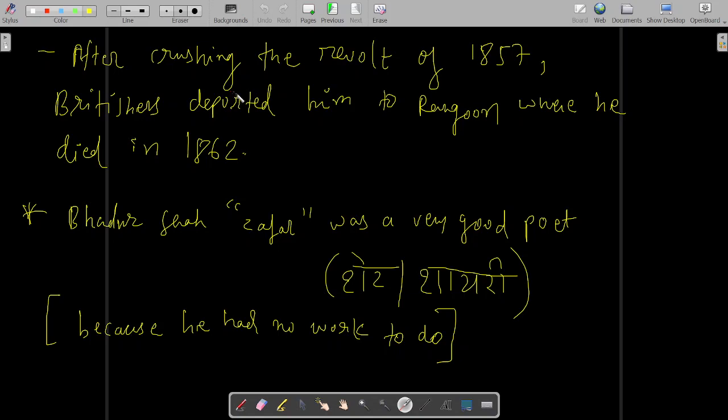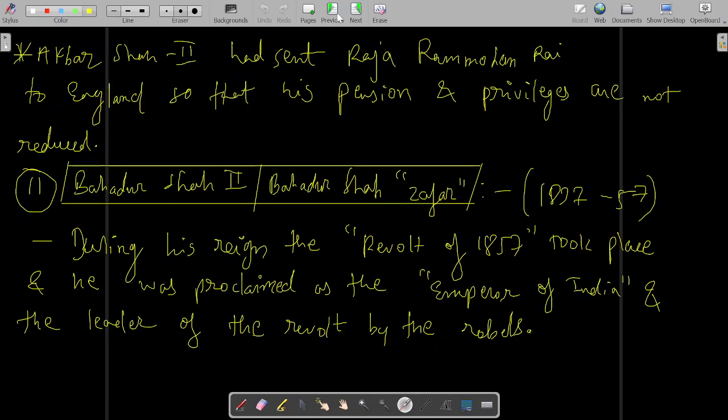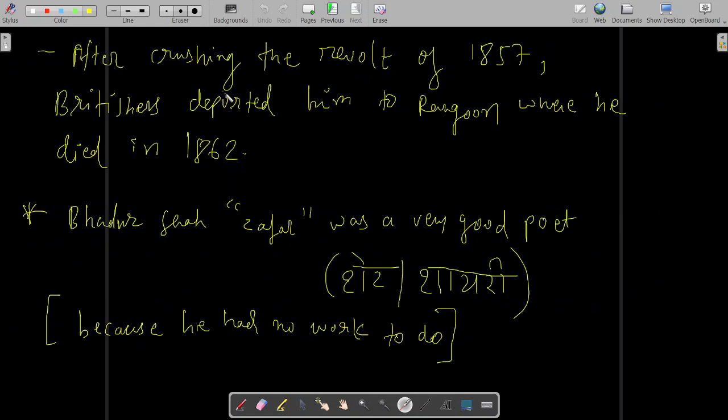Because if Bahadur Shah Zafar had died in India, then some people would have been very angry with the Britishers that our Mughal king has died, our great king has died. Some people might have been very sad and would have revolted against the British, and this could have united the country once again for a 1857 type revolt. So the Britishers did not let Bahadur Shah Zafar die in his own country. They sent him to Rangoon, the capital of Myanmar at that time, where he died in 1862.